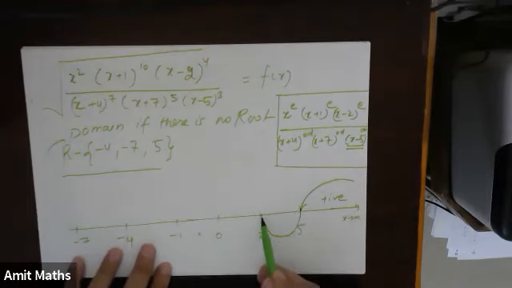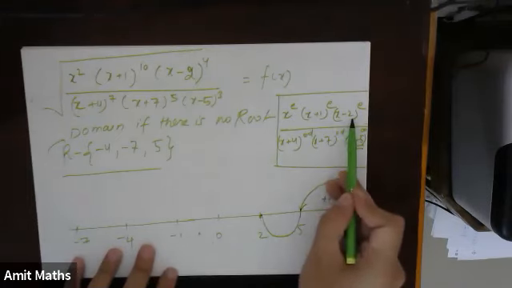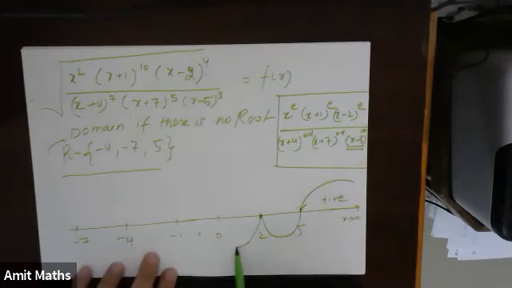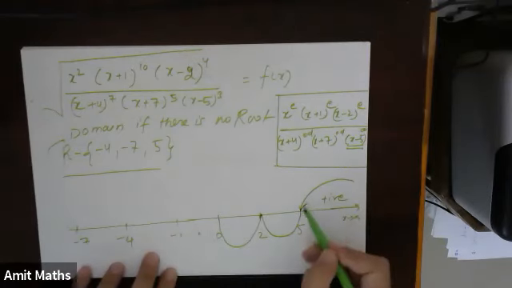Now I came to 2. I will check where 2 is. 2 is here. The power of 2 is even. If there is an even power, I will jump back. For even power, I will jump back. For odd power, I will change the sign.